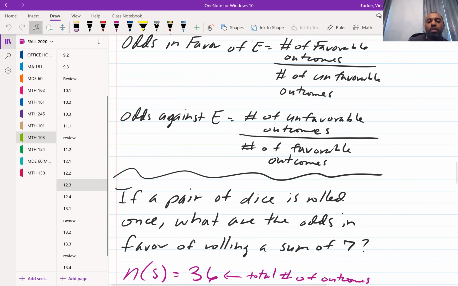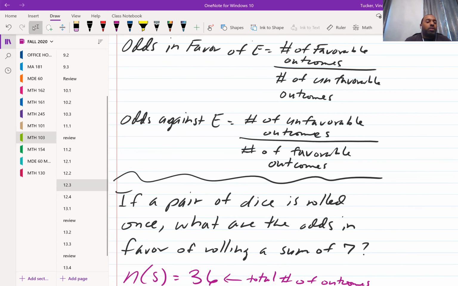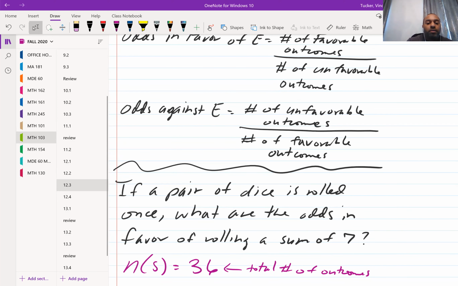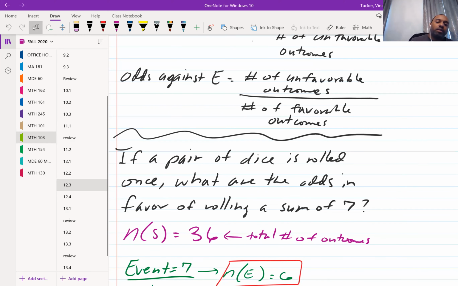Everybody okay? All right. So looking at an example, it says if a pair of dice is rolled once, what are the odds in favor of rolling a sum of 7? We already know we're rolling 2 dice. Our sample space is going to be 36, total number of outcomes, 36. Now we need to figure out how many different ways can we roll a 7.